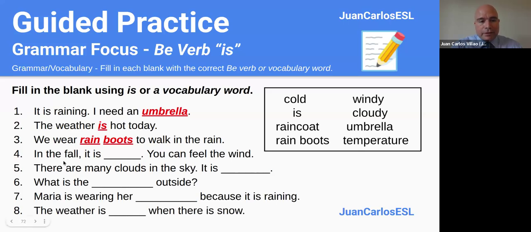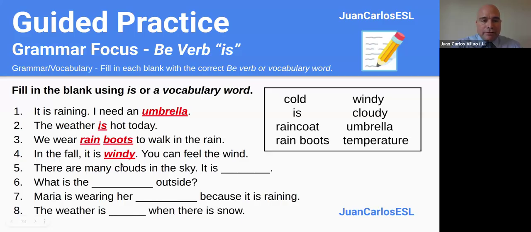Number 4, in the fall, it is blank. You can feel the wind. So we're talking about the wind. So an adjective, una palabra adjetiva para hablar del viento es windy en inglés. So that is one of our words in the word bank. In the fall, it is windy.